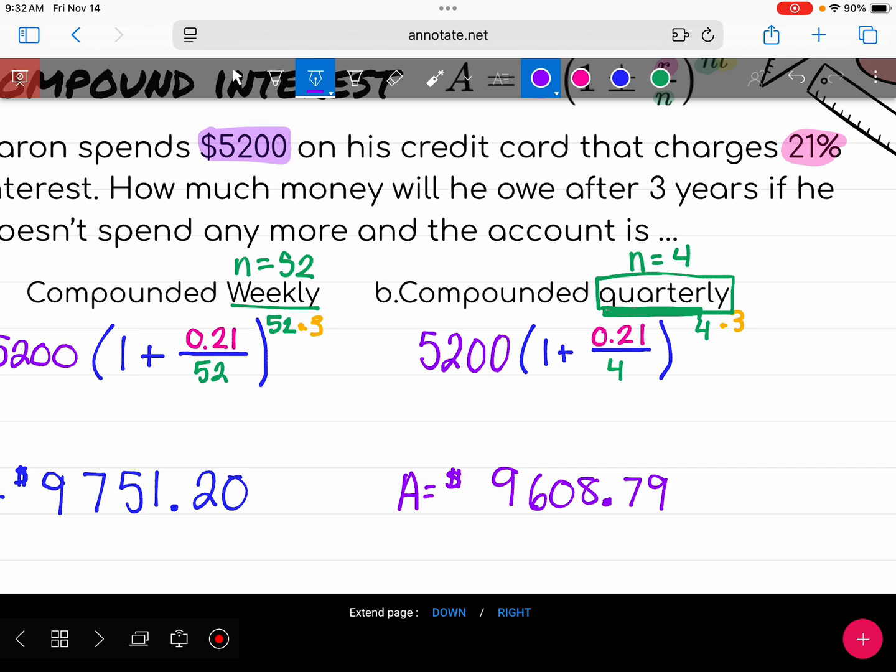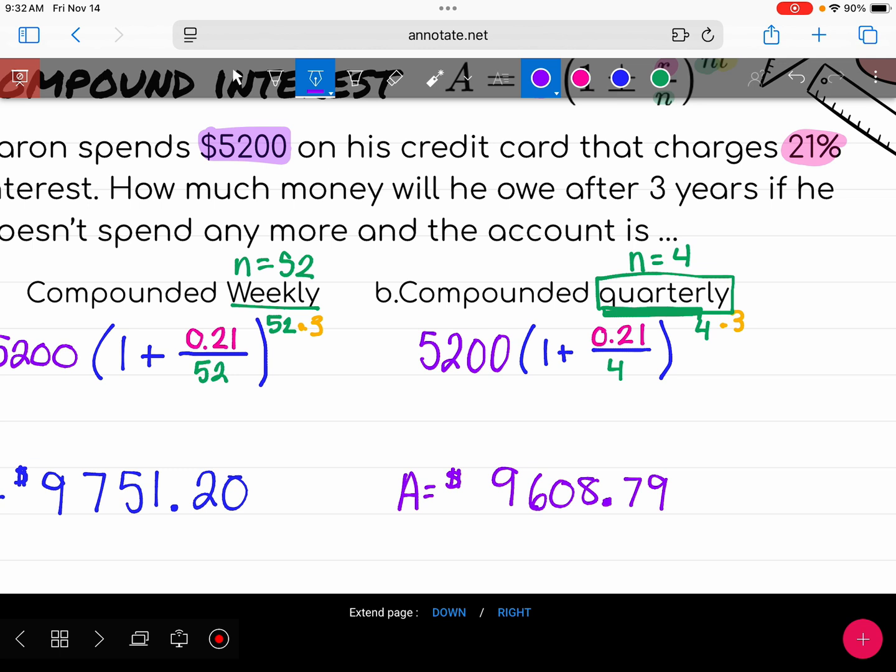The more times it's being compounded, the more it's going to change. The fewer times it's compounded, the less it will change. So if we're comparing different kinds of compounding, quarterly will be smaller than weekly. Daily will, if it's a growth, have a higher value than if it's being compounded semi-annually. The more times it's being compounded, the more it will change, up to a point.